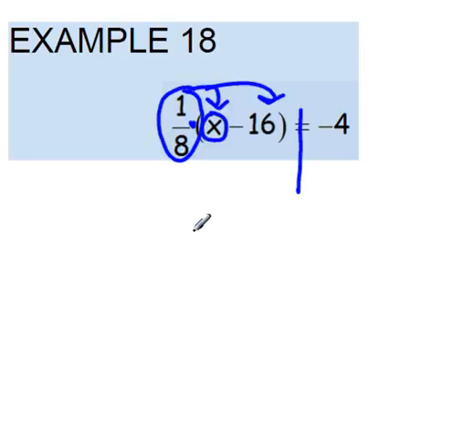everything inside those parentheses. First part of this is not so hard. I have 1/8 times x, and of course it's going to be a minus because it's negative. Then I'm going to take the 1/8 times the 16. That's where people tend to get tripped up.